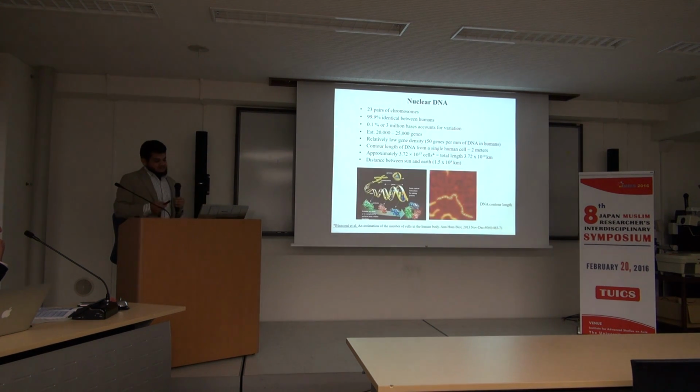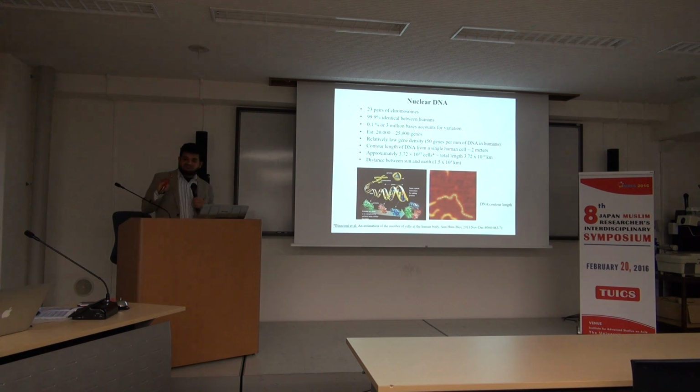So what about the status of nuclear DNA? This is an example for a human cell. We know that a human cell has 23 pairs of chromosomes, and 99.9% of the DNA is identical between individuals, and only 0.1%, around 3 million bases, accounts for variation. This variation is of interest to population or evolutionary geneticists. They pay attention to this variation, not the similarity.